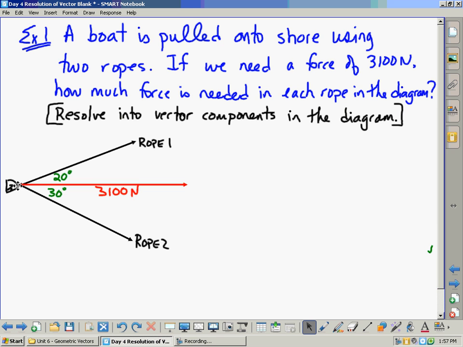So comparing this to what we just did in the last slide, what we're actually doing is resolving into the vector components of this diagram. So what vector do I need along rope 1 and what vector do I need along rope 2 so that it will result in 3,100 newtons.